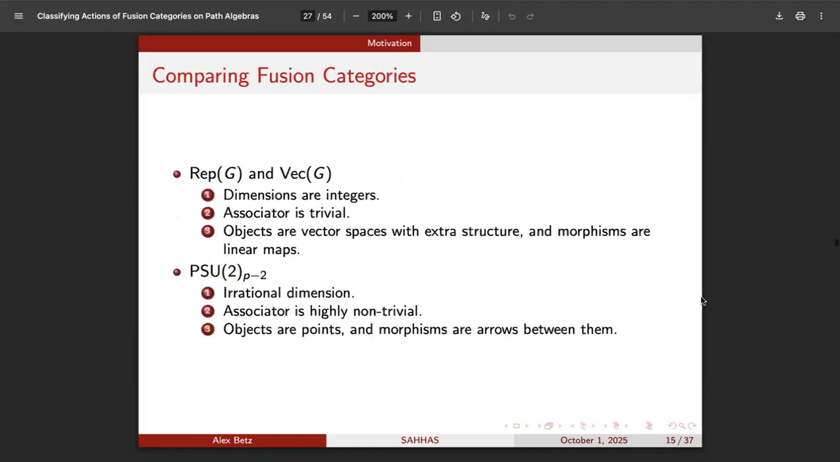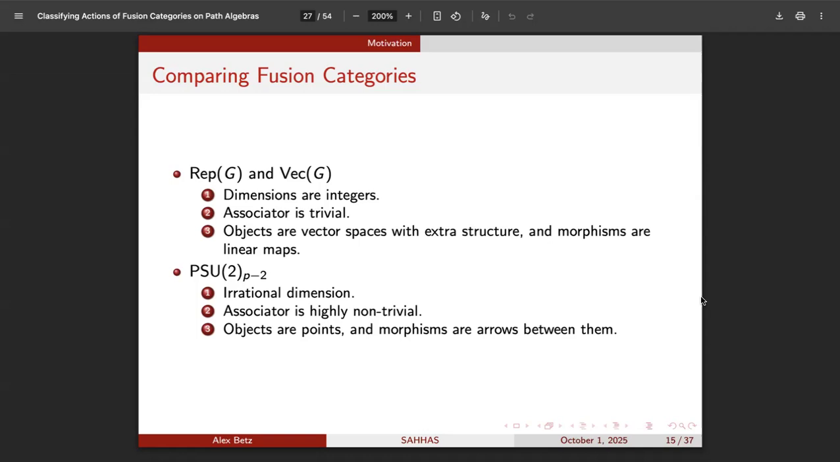So where was I? To compare and contrast, we have the top bullet, Rep G and Vec G. These are the kind of things we know already and understand pretty well. The dimensions of the objects here are integers. The associator, the thing that swaps the parentheses for associativity, is just the one from vector spaces. It's a trivial isomorphism where we literally move the parentheses over. You can think of the objects as legitimately just being vector spaces with some extra structure, and the morphisms are just linear maps that satisfy some properties.